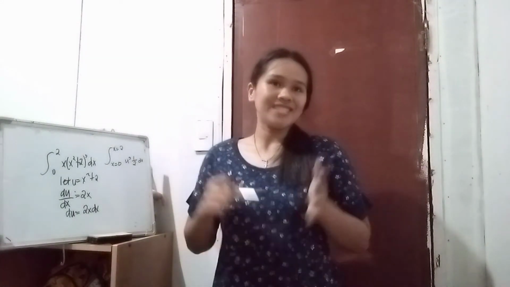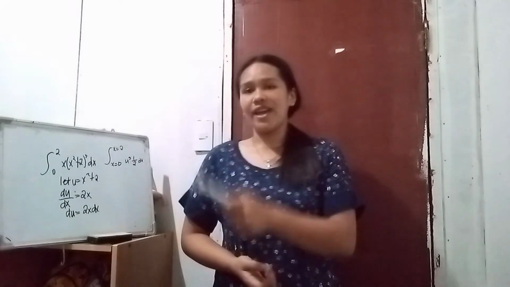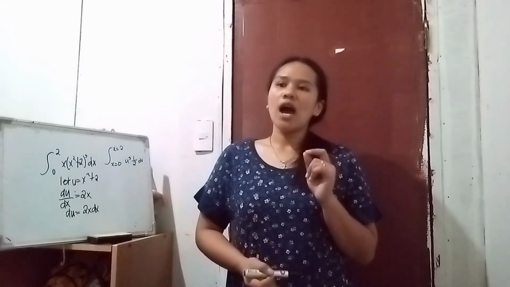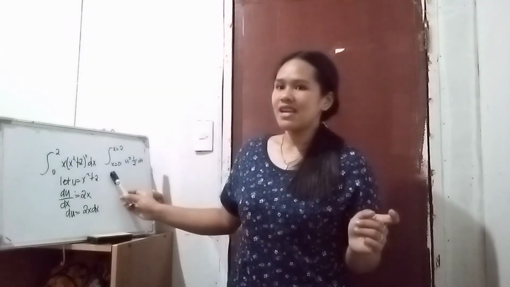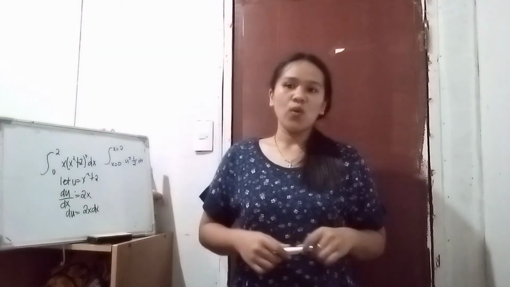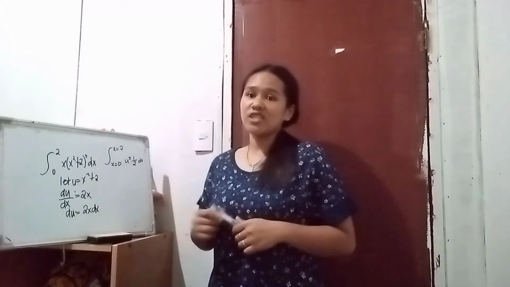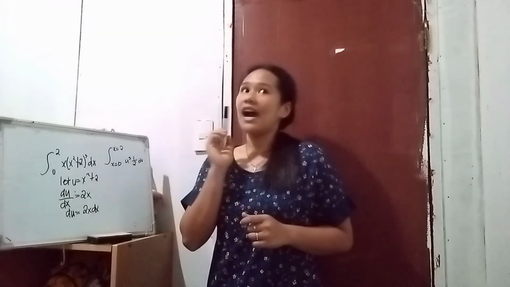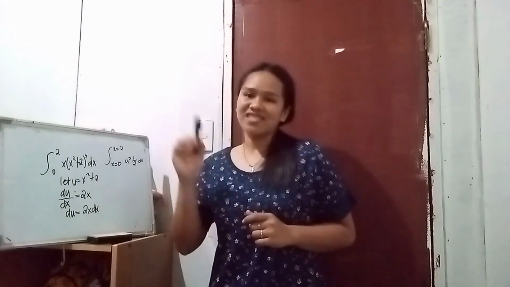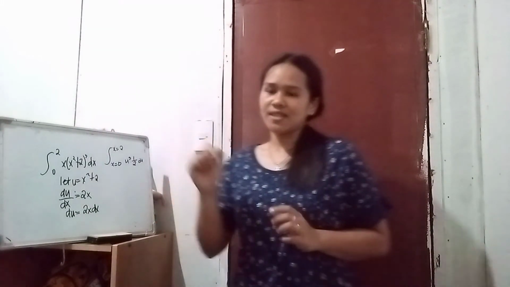Now I substitute my limits of integration. Remember that u is equal to x squared plus 2. When x is equal to 0, u is 0 squared plus 2, which is 2. When x is equal to 2, u is 2 squared plus 2, which is 6. So when x is 0, u is 2, and when x is 2, u is 6.